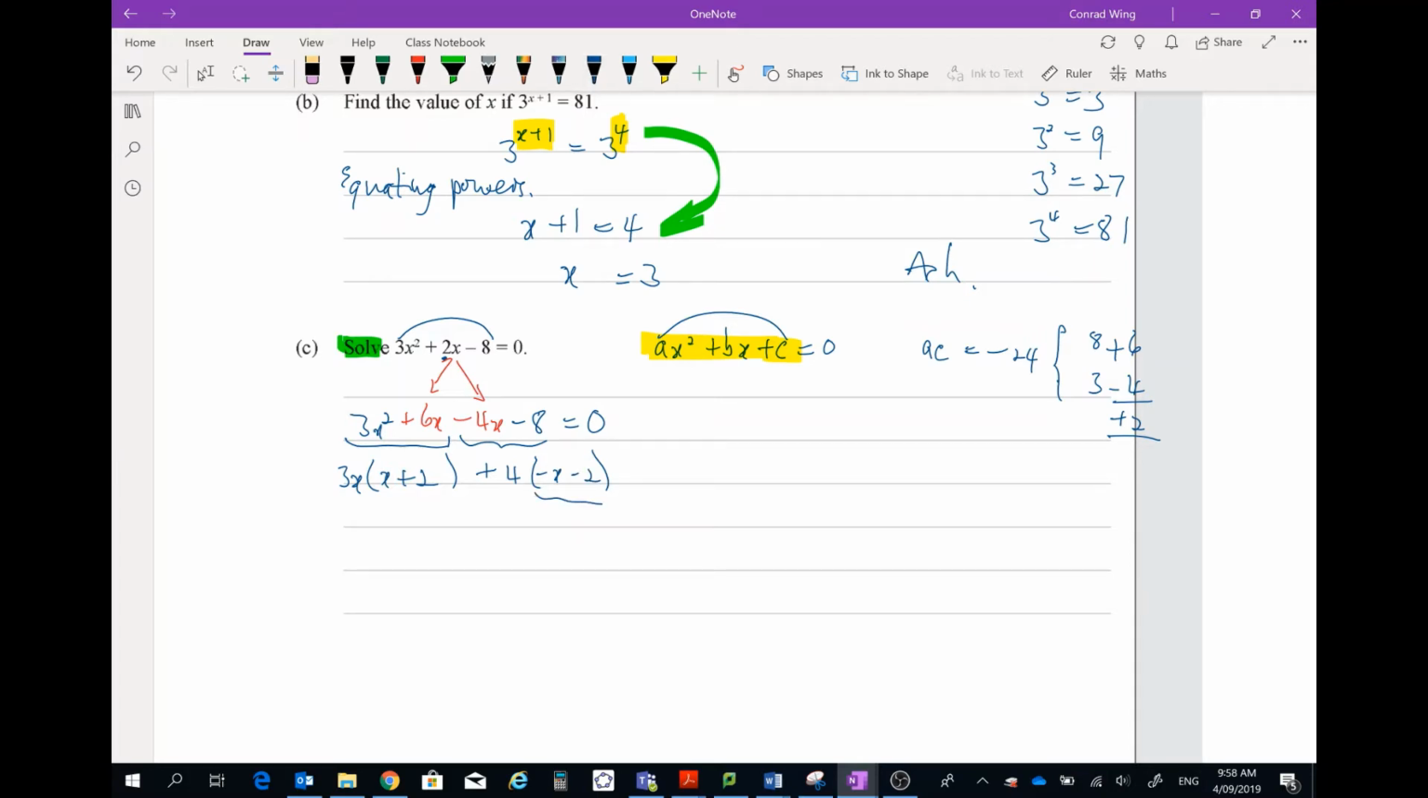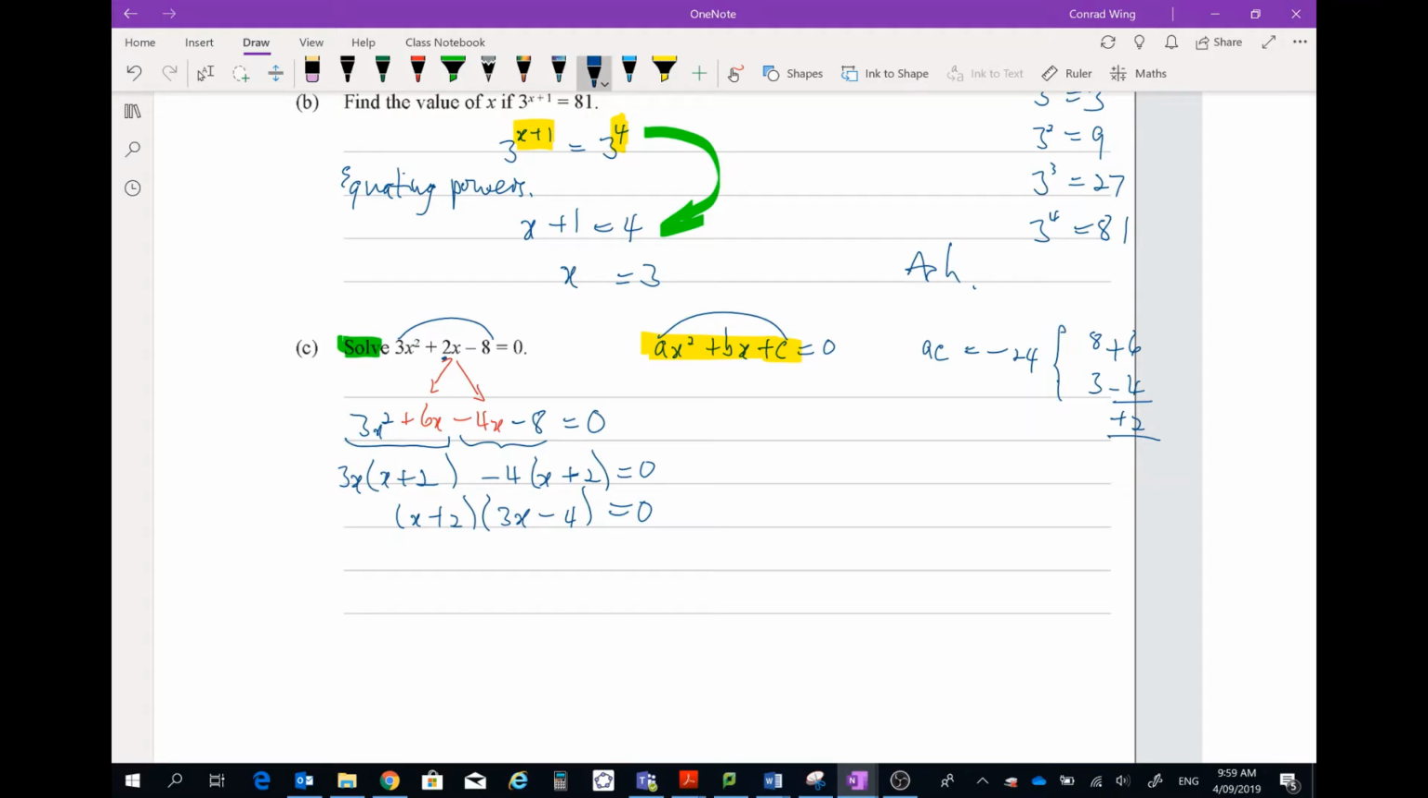But are these two brackets now the same? No. So instead of taking out positive 4, I should take out a negative 4. Then this becomes positive x, and this becomes plus 2. You guys see that? Alright, so now we've got the same common bracket, x plus 2. And what do I write in the second bracket? 3x minus 4. Well done, guys. So we factorized it.